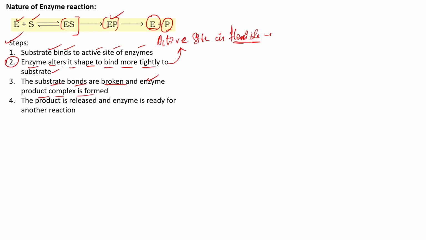The last step is that the product is released and the enzyme is ready for another set of reactions. The product is released, the enzyme is now free, and it is ready for catalyzing the next set of reactions. So this is the nature of enzyme action.